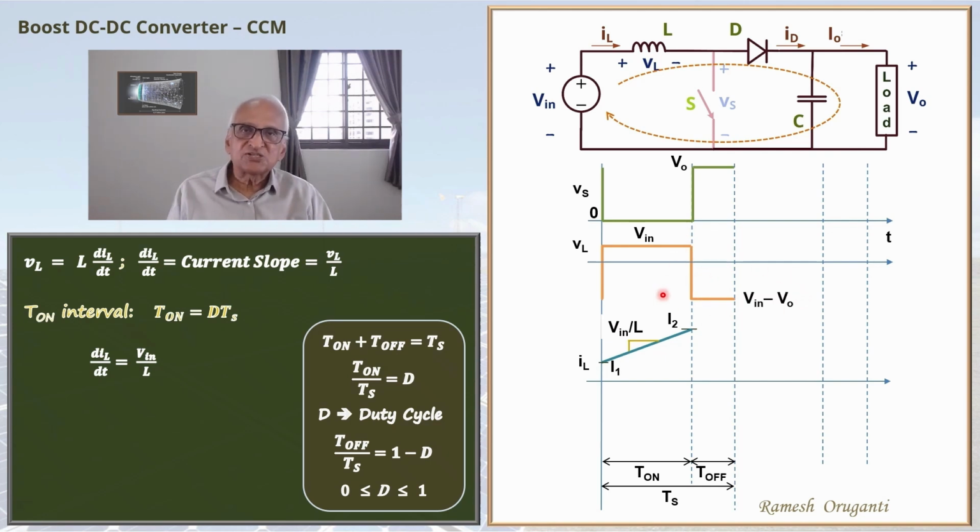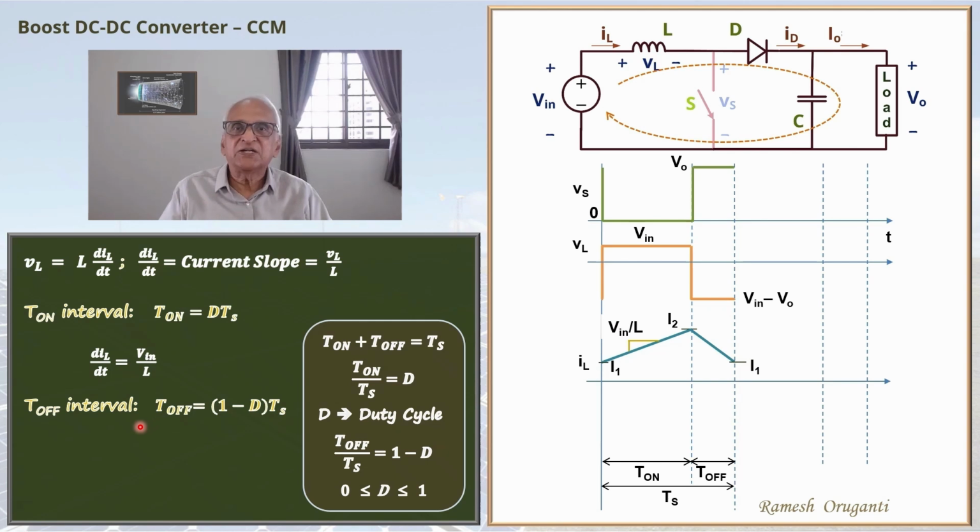So during this interval, because you are applying a negative voltage to the inductor, the current will fall, and at the end of the interval, the current returns to I1 because we are under steady state. So we are in T off interval, and the T off interval duration is (1 minus D)Ts, and the dIL by dt during this interval will be the inductor voltage, Vin minus V0, by L. So this slope is (Vin minus V0) by L.